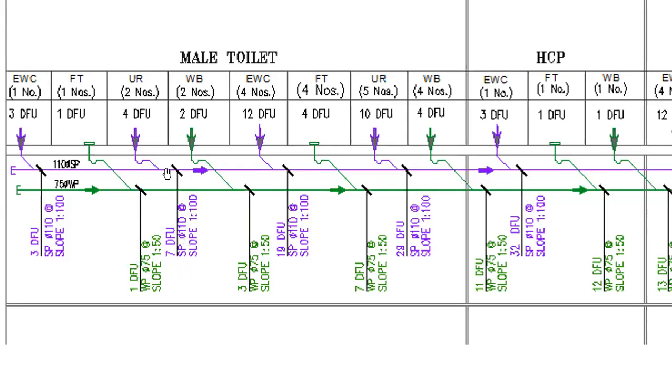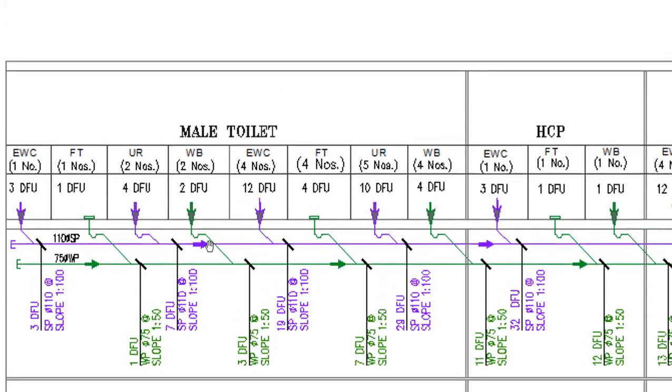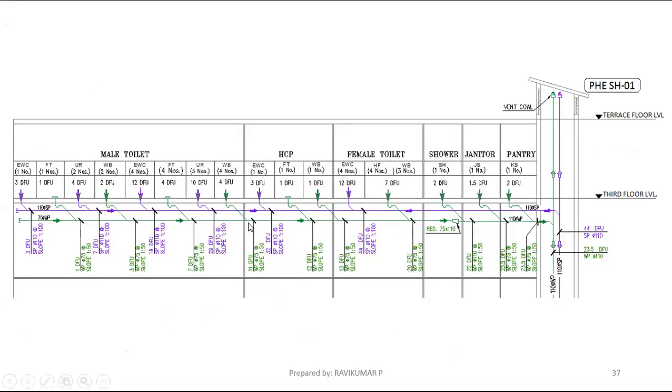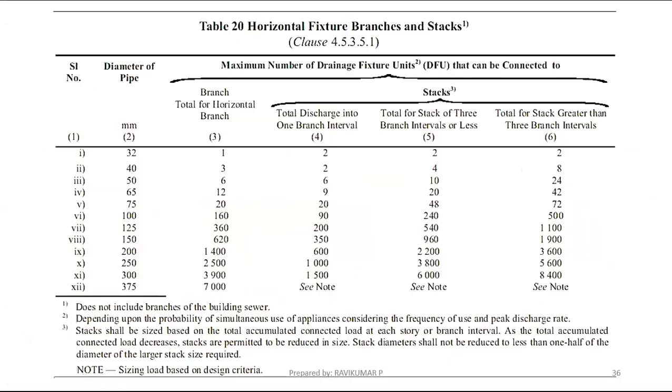Why are we not changing the pipe size here? For this slope, 1:100, how much can we connect? We go to the tabulation. For the horizontal pipe size of 100 mm, up to 160 drainage fixture units can be connected. So that's why we are not changing the pipe size.